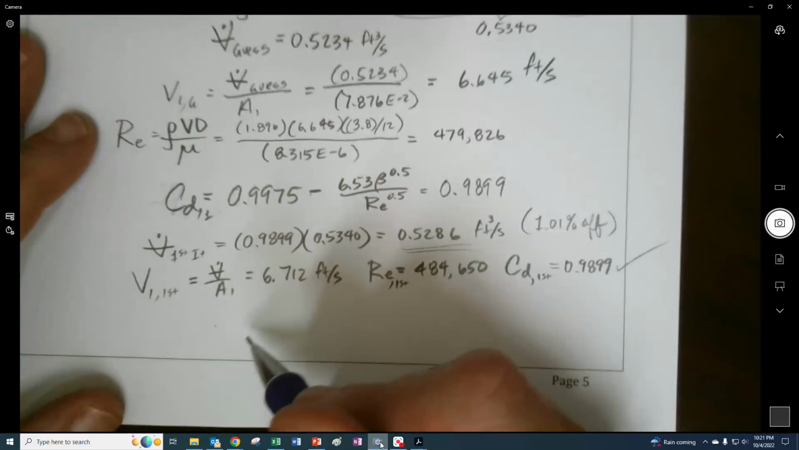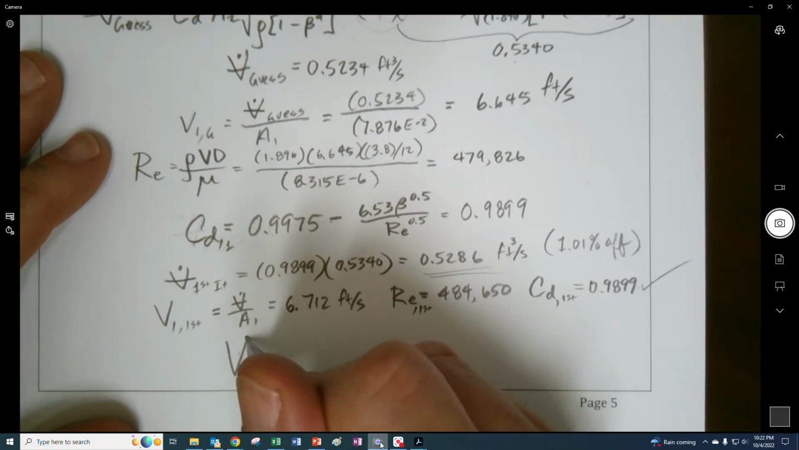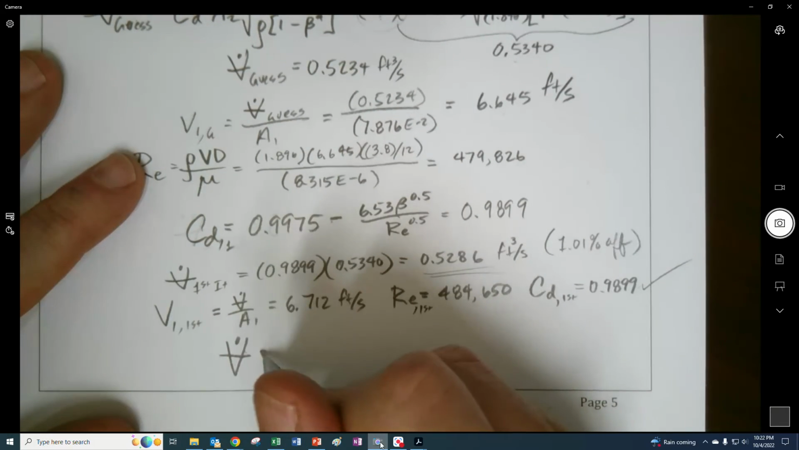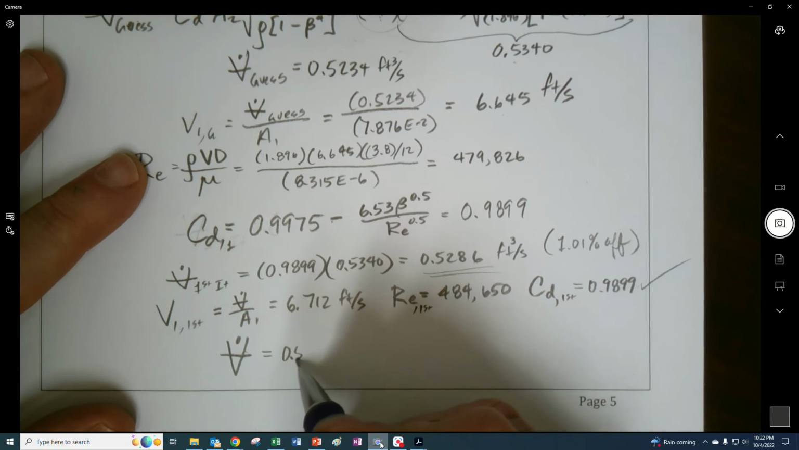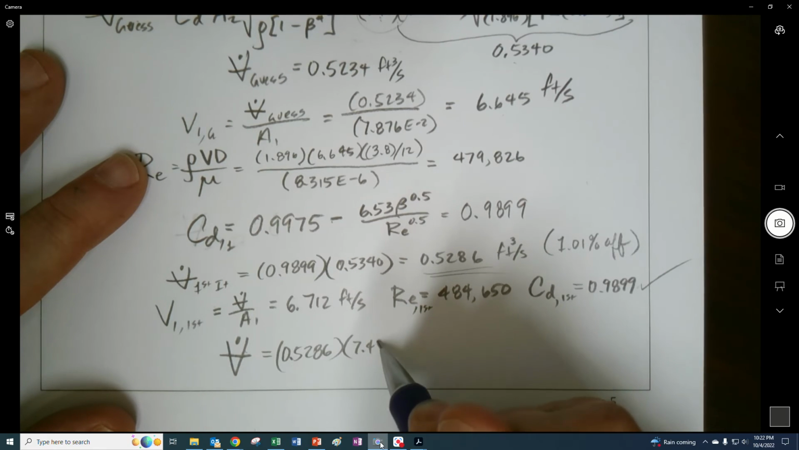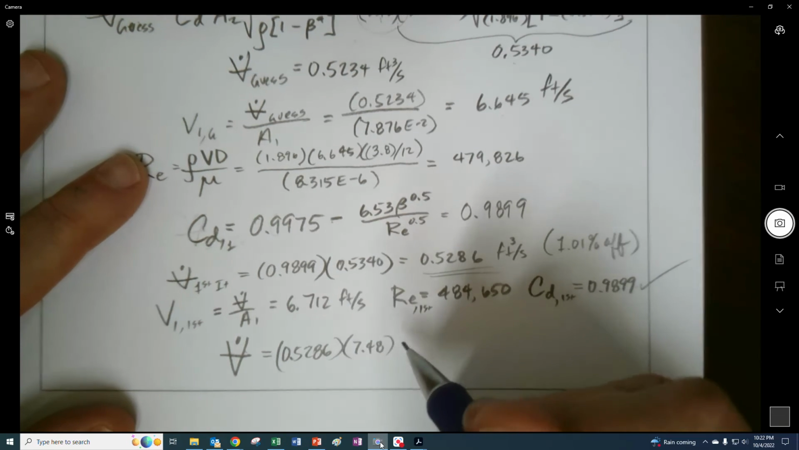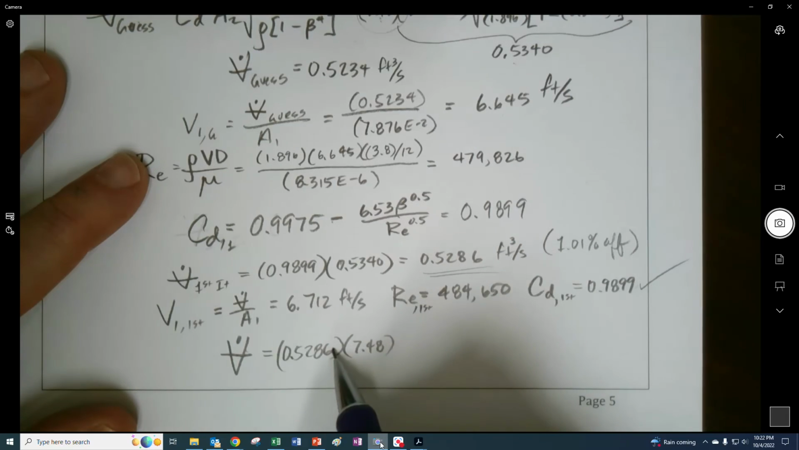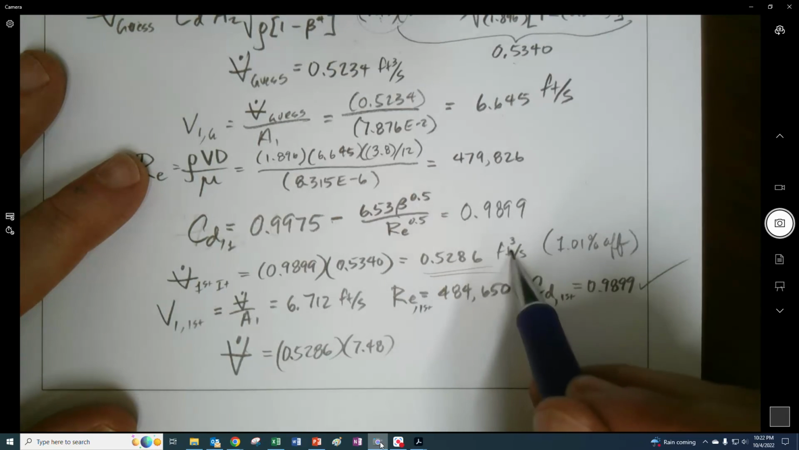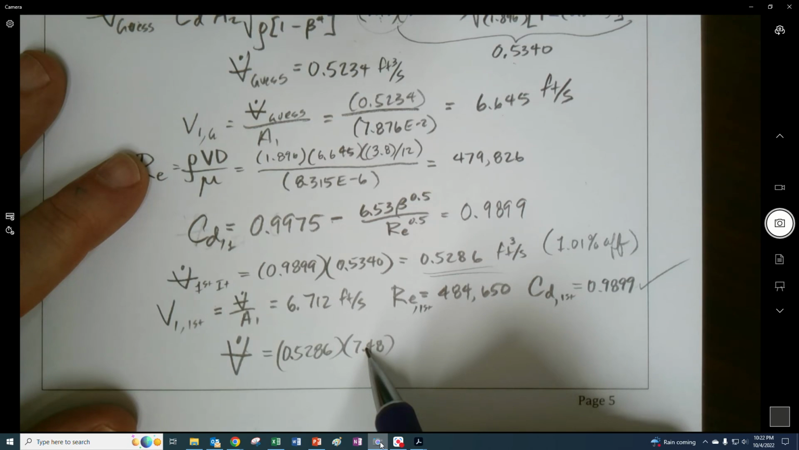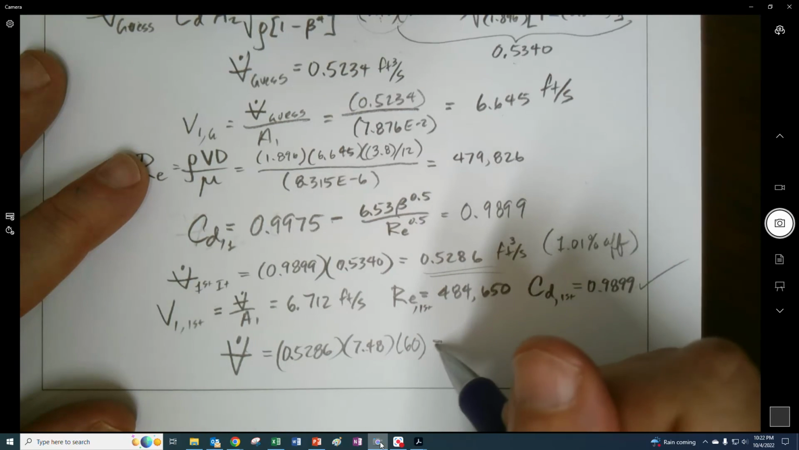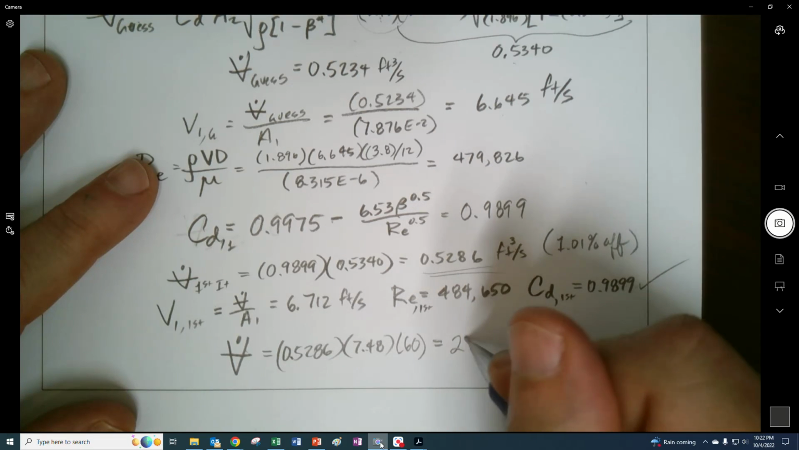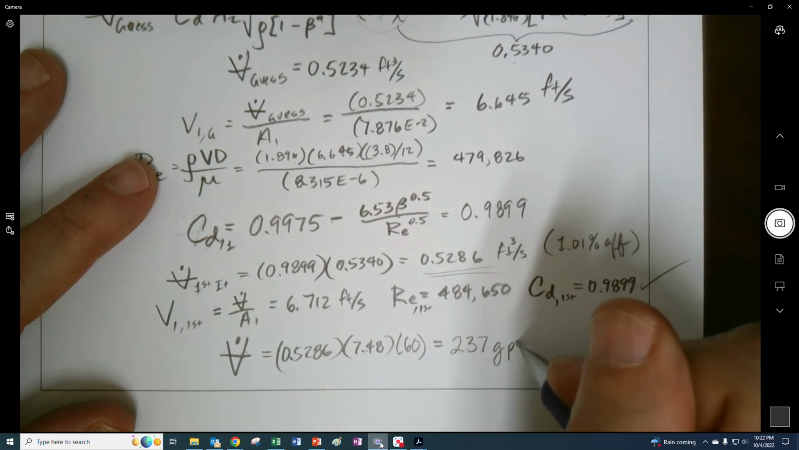But this is a liquid in US units, so we almost always want to try to go in gallons per minute. So here is 0.5286, this is cubic feet per second, right? Cubic feet per second. So we go 7.48 gallons per cubic foot, 60 seconds per minute, and we end up with 237 gallons per minute. Boom.